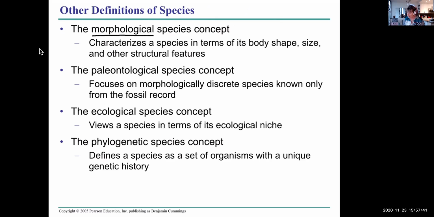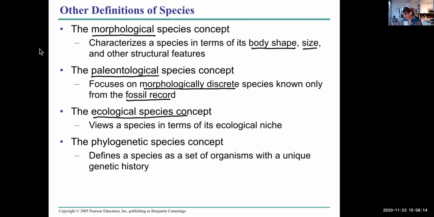The morphological species concept. So characterizing a species in terms of body shape, size, other structural features like teeth, canines versus flat, carnassials are pointy too, flat molars. So that's another concept. The paleontological species concept focused on morphologically discrete species known only from the fossil record.